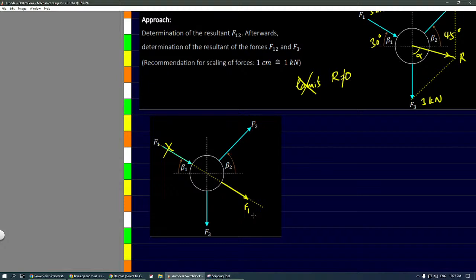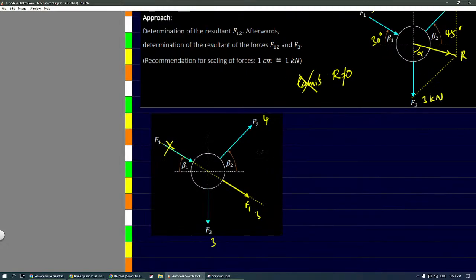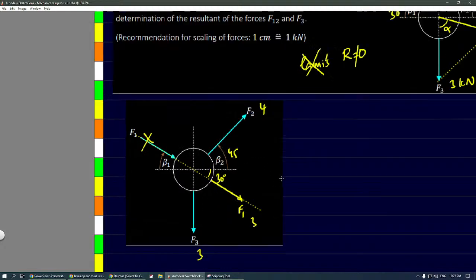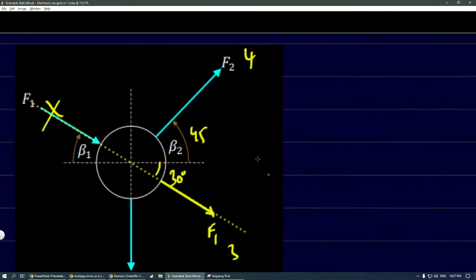F1 is 3. F2 is 4. Right? Yes, sir. And then this angle is 45 degrees, and because of this, angle beta 2 will come here now. This is 30 degrees. Now we need to find beta 1, of course. The same will come on this side also, right?